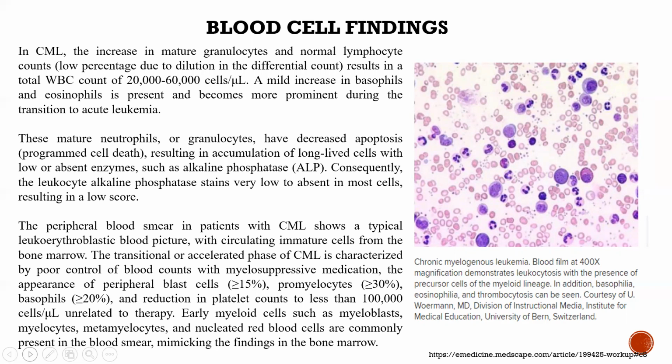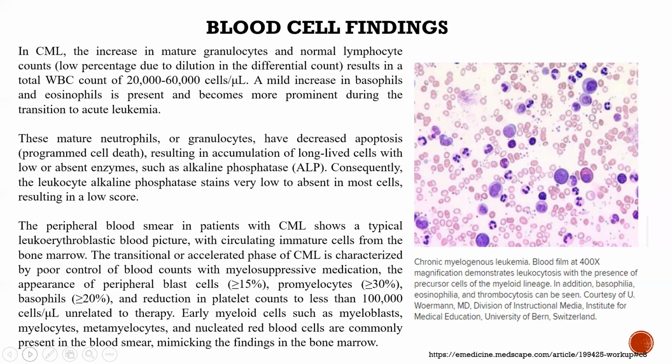These mature neutrophils or granulocytes have decreased apoptosis, resulting in accumulation of long-lived cells with low or absent enzymes, such as alkaline phosphatase. Consequently, the leukocyte alkaline phosphatase stains very low to absent in most cells, resulting in the low score. The peripheral blood smear in patients with chronic myelogenous leukemia shows a typical leukoerythroblastic blood picture with circulating immature cells from the bone marrow.